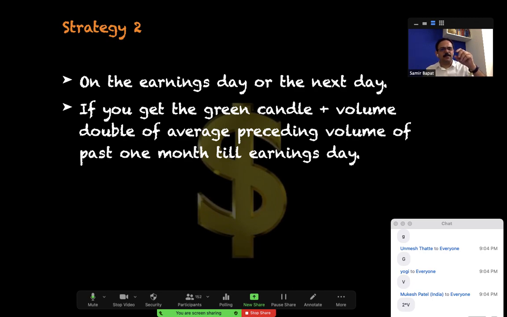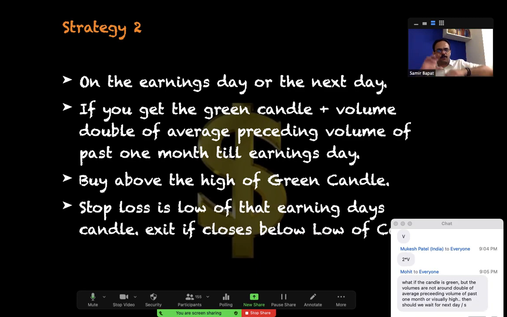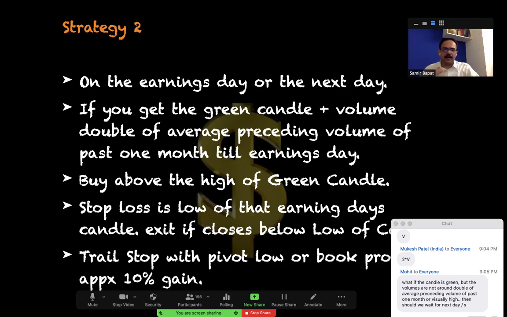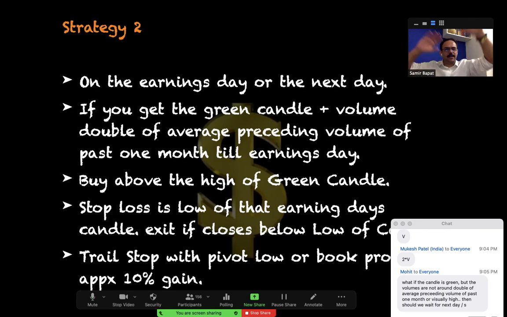Just increase more than that. If it is a little bit higher and you declare yes, it is double, not that much also, but not with a precision also. So if you find the green candle plus the volume to be double, then what you have to do is buy above the high of the green candle, and stop loss is below the low of the green candle. You can book profit either by trailing with a pivot low, or you can book a profit at 10% gain.